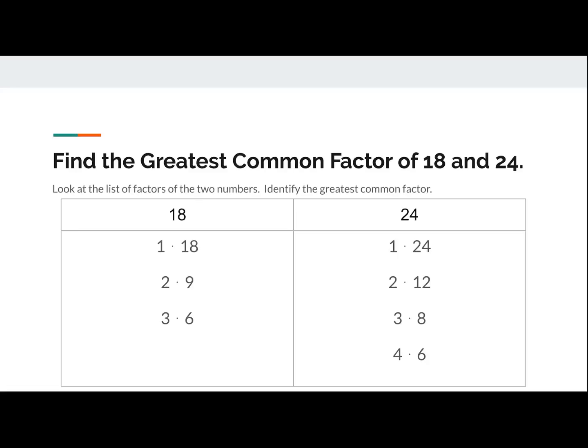I list out my factors for both numbers, and then I identify the one that is the largest that they have in common. If I multiply 2 by 9 and 12, I get both numbers. But if I multiply 3 by 6 and 3 by 8, I get both numbers as well. But it ends up being that 6 is our greatest common factor. So I circle which one they have in common, and 6 ends up being the GCF.